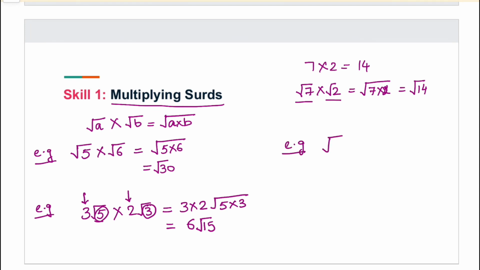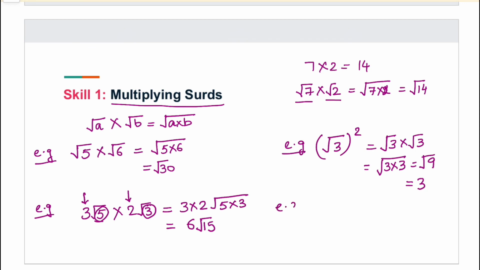Let's do one more example. Let's do square root of 3 squared. Squaring means you're multiplying the number by itself, so that will give you square root of 3 times square root of 3. That gives you square root of 3 times 3, which is square root of 9, and square root of 9 gives us 3.